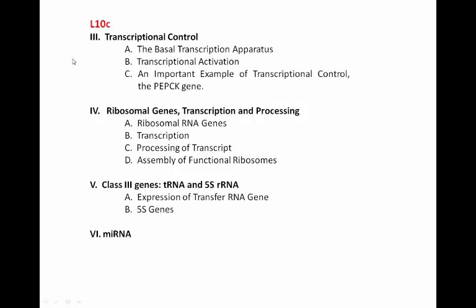For L10c, we'll talk about transcriptional control, the basal transcription apparatus, transcriptional activation. An important example of transcriptional control, the phosphoenolpyruvate carboxykinase gene. Then we'll talk about ribosomal genes, transcription and processing, class 3 genes, tRNA and 5S ribosomal RNA, and then we'll talk about microRNA, abbreviated miRNA.